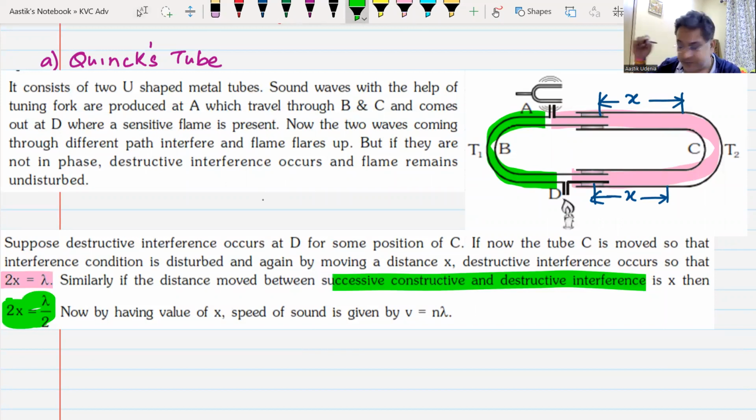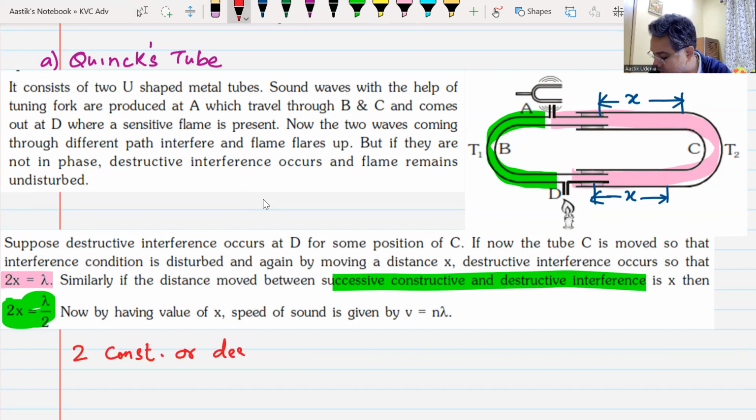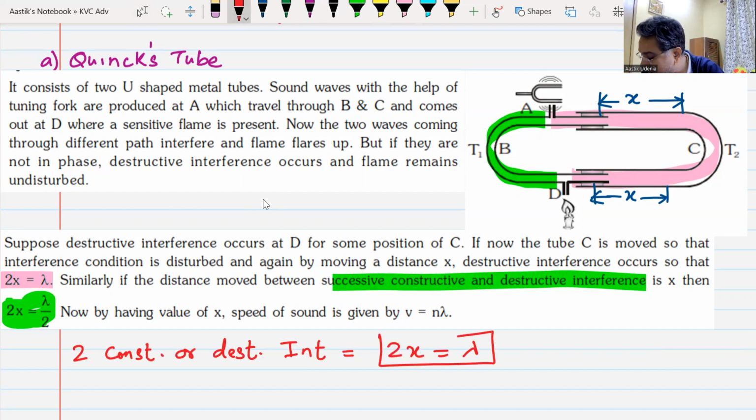So basically, depending on the amount this tube has moved, if it is given two constructive or destructive interference, then which formula do you use? Then you use the formula 2x will be equal to lambda, and from there you can find out the value of lambda. If you know the value of lambda and you know the frequency of the tuning fork, you can find out the speed of sound.